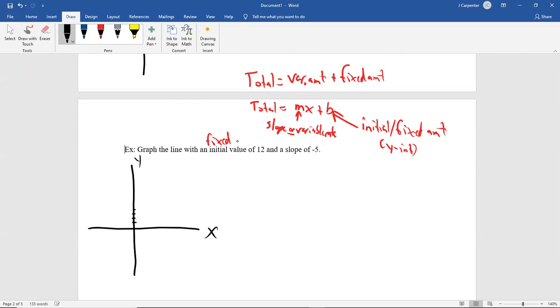One, 2, 3, 4, 5, 6, 7, 8, 9, 10, 11, 12. There we go. So there is our first point. That's what I mean by an initial value of 12. It's where it crosses the y-axis, which can also be interpreted as the fixed amount or initial amount depending on the concept of the problem. If there's a slope of -5, that says that your slope is -5/1, which means you'll go right 1 and down 5 from that initial point.